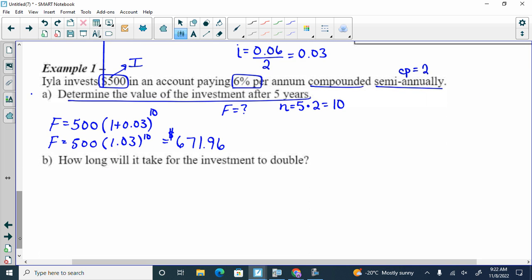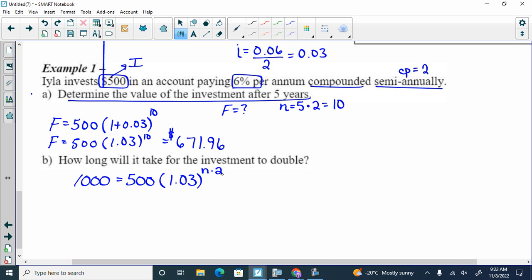Now here it says, how long will it take for the investment to double? So I need my final to be 1,000, my initial to be 500, and it's still 1.03 to the... Now, I need an n. I can't just put n here. What would it actually be? N times 2, because n is the number of years, right? Not the number of compounding periods.